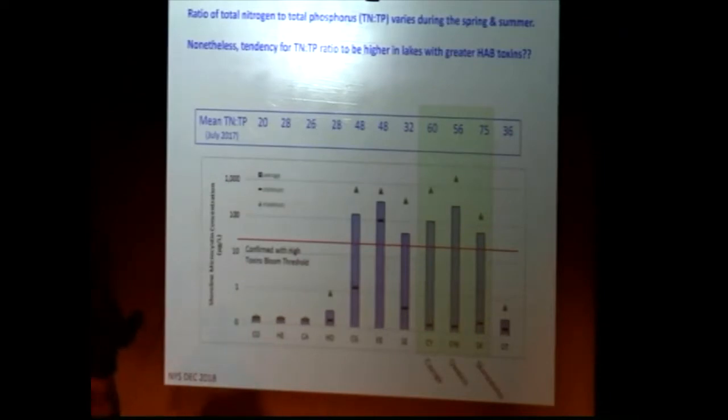So what I'm showing you here is the mean ratio of the total nitrogen to total phosphorus in July of 2017 across these Finger Lakes. And if we look at Owasco, or particularly Skaneateles, it has proportionately more nitrogen compared to phosphorus than do the other Finger Lakes, and it's up in that range where experimentally it's been demonstrated that it can increase the microcystin concentration.